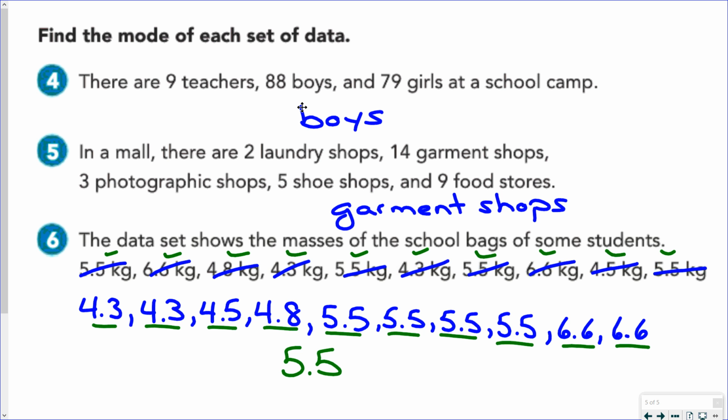And then again, there's the idea of a double mode. So if there had been 4 5.5s and 4 6.6s, our mode would be 5.5 and 6.6. So at this time, go ahead and begin working on the homework for mode.